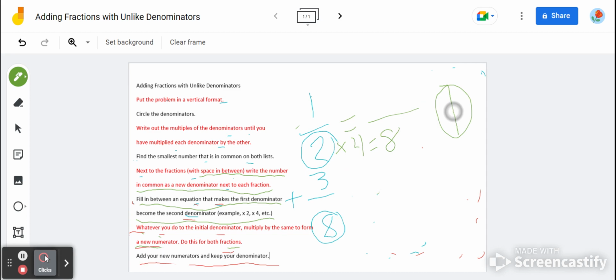So if I split each one of these sides into 4 pieces, now I have eighths, and I have 4 eighths, which 4 is half of 8. So whatever you do to the initial denominator, multiply to form a new numerator. So in order to times by 1, I need to times by 4 over 4. Whatever you do to the bottom, do to the top.